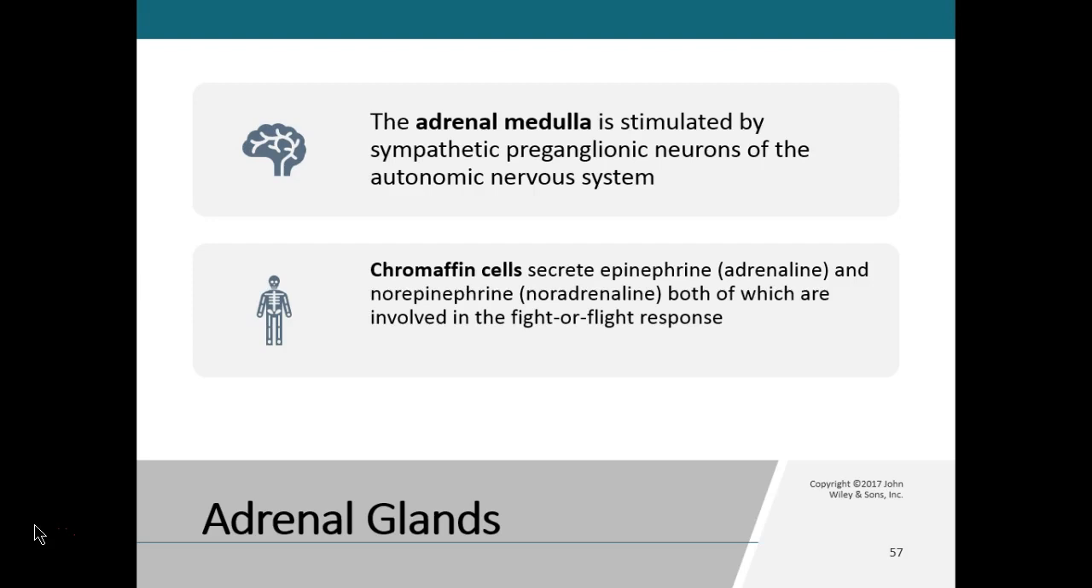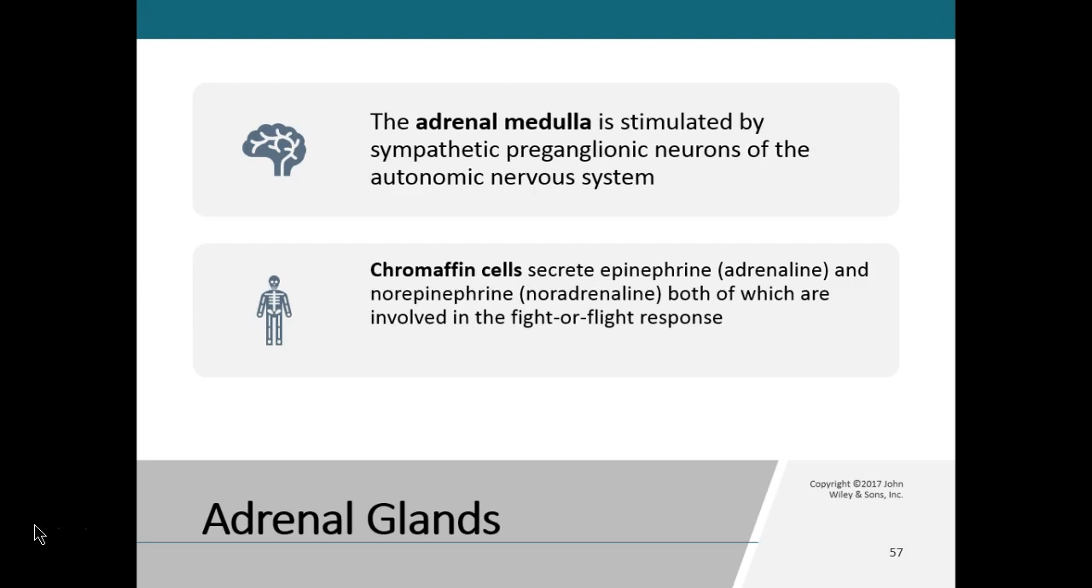Because the autonomic nervous system exerts control over the chromaffin cells, they release those hormones very quickly into the bloodstream. The two major hormones made and secreted by the adrenal medulla are epinephrine and norepinephrine, also called adrenaline and noradrenaline. The chromaffin cells of the adrenal medulla secrete unequal amounts of these hormones.